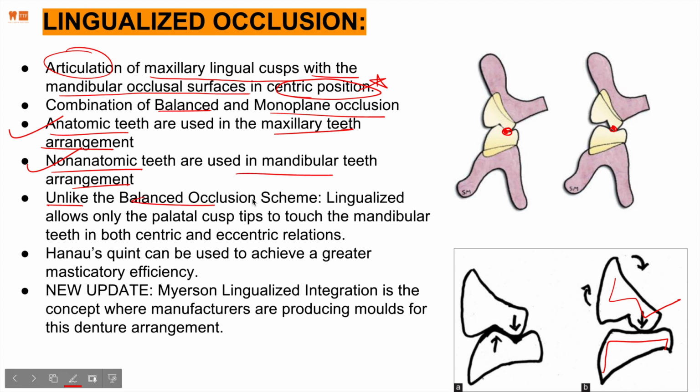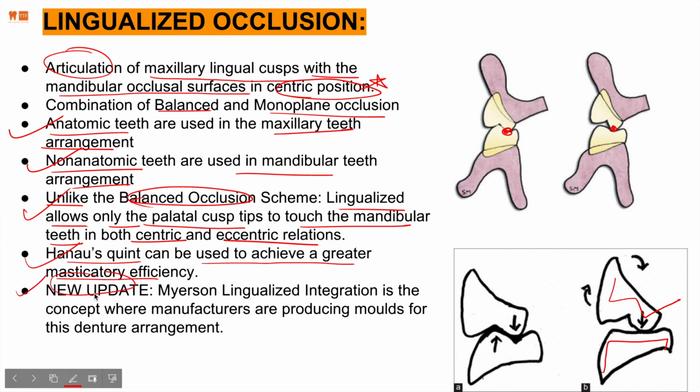Unlike balanced occlusion, however, lingualized allows only the palatal cusp tips to touch the mandibular teeth in both centric and eccentric relations. Hanau's quint can be used to achieve greater masticatory efficiency. So our formula, Tillman's formula, can be used to manipulate certain factors to get a better masticatory efficiency.